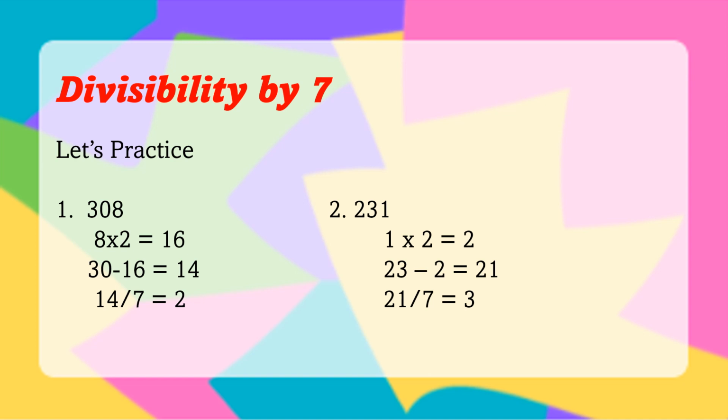Okay, now let's go to the second example, which is 231. The last digit here is 1. All we have to do is double again. So 1 times 2 is 2. Then we're going to subtract it from the remaining digits, which is 23. 23 minus 2 will give you 21. Now, is 21 divisible by 7? Yes, it is divisible by 7 and that will give you 3.